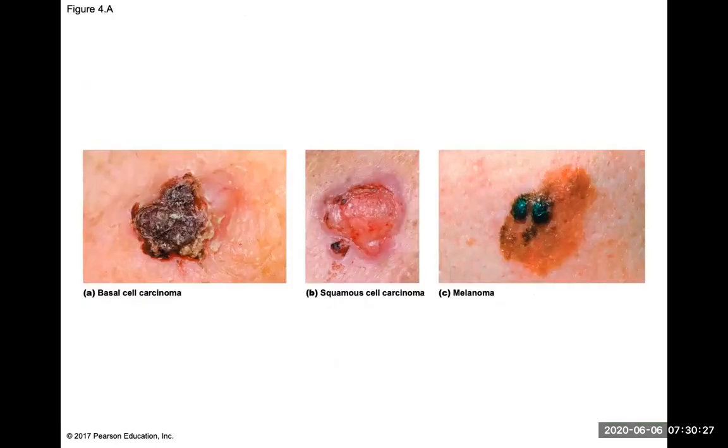These are 3 examples of skin cancer: the basal cell carcinoma, the squamous cell carcinoma, and melanoma. So one of the first things to look for is dark spots that appear on your skin, but also if you have freckles or moles that change shape.